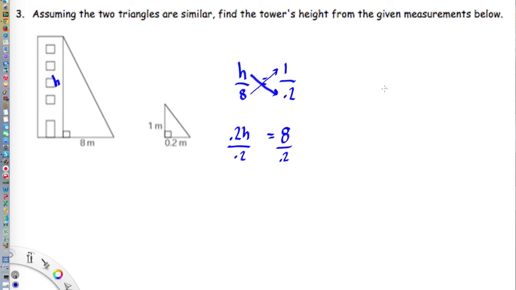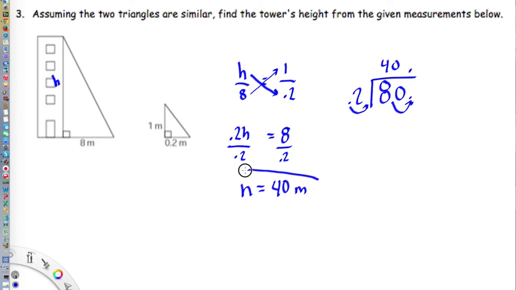I'm going to go over here just to show what's going on. I have 8, and I'm dividing it by 0.2. I can't leave 0.2 in the divisor like this, so I have to make it a whole number. And what I do to the divisor, I need to also do to the dividend. So I move my decimal point out here and fill that in, make it 80, and 2 goes into 80 40 times. So h is equal to 40 meters. That is the height of our building.